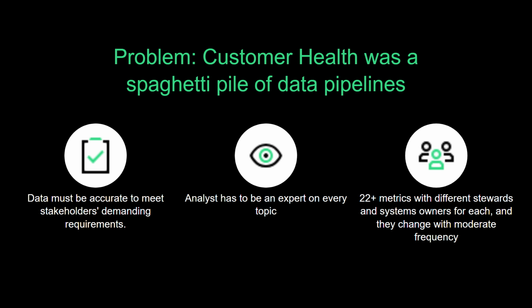All right, so what exactly was going on with customer health and why did we need a better data solution? So when we had taken over customer health, it was really this spaghetti pile of data pipelines, and I feel like a lot of people in this room might be familiar with something like that. You've got data that needs to be accurate, but there's 22 metrics involved, so it's coming from all these different sources with all these different data stewards, all with their unique business processes and business logic.